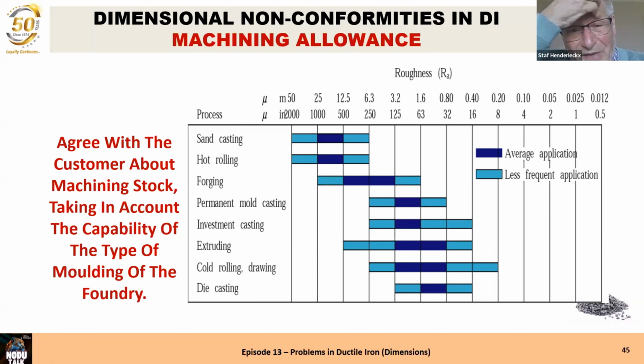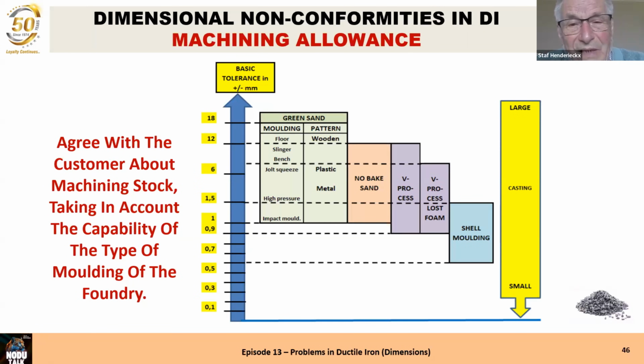You see, sand castings and hot rolling are the roughest ones. Die castings are much, much better. Investment castings are much, much better. And this is a graph. I have a relative comparison between the different types of molding. And that's something we should say, because it can be that the customer thinks I can have something in green sand because green sand is cheaper than, let's say, a V process or shell molding, but he cannot have the roughness and the machining allowance he wants to have.